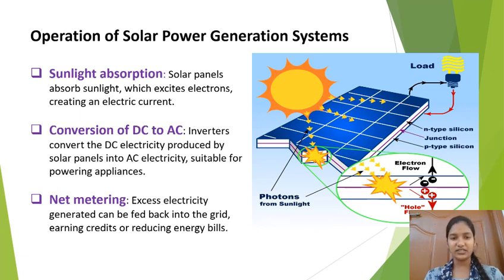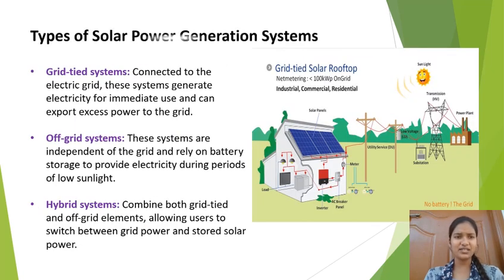Conversion of DC to AC. DC is direct current and AC is alternating current. Inverters convert the DC electricity produced by solar panels into AC electricity suitable for powering appliances. Net metering. Excess electricity generated can be fed back into the grid, earning credits or reducing energy bills. Next, types of solar power generation systems. There are three types: grid-tied systems, off-grid systems, and hybrid systems.